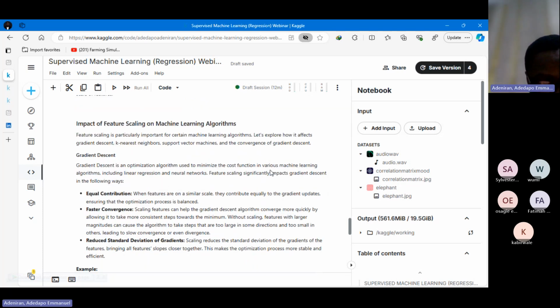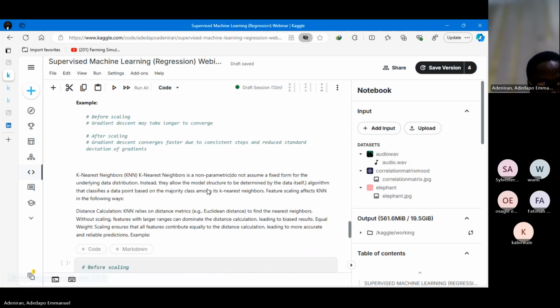So over here, I just talked about some impacts of feature scaling on some machine learning models. It just helps them to converge easily. So instead of focusing on the scale of those features, we are going to be focusing on the actual relationship between the features and the dependent variable, what we are trying to predict.